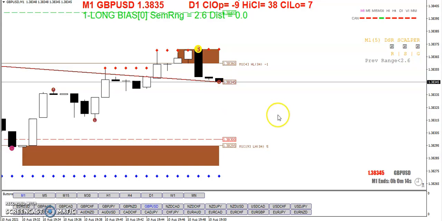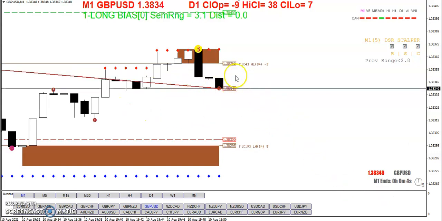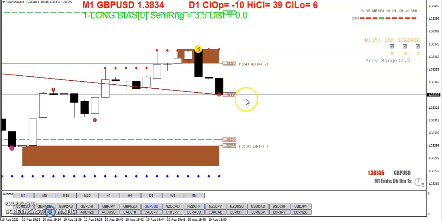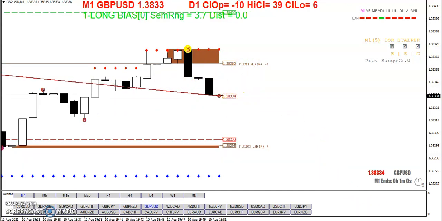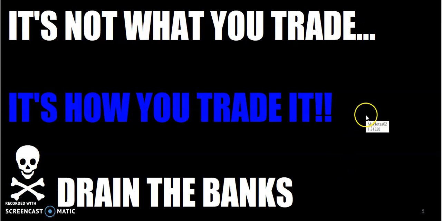So just, fastest 15 minutes in trading is just about up. So I hope that helped, analyzing the chart, looking at the higher lows and lower highs. And so when you trade, maybe you can put that in your arsenal. Because remember, it's not what you trade, it's how you trade it.